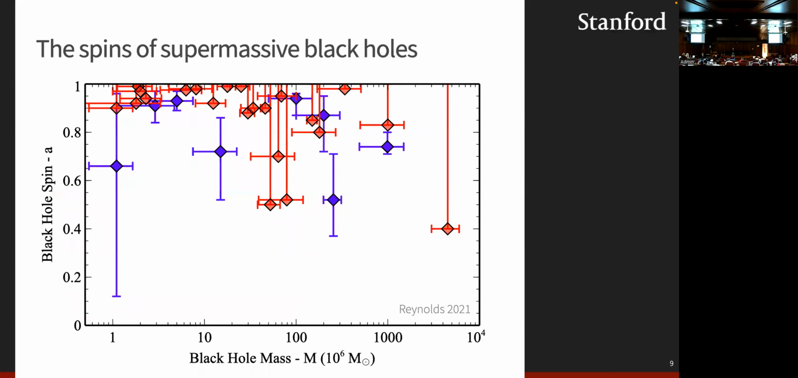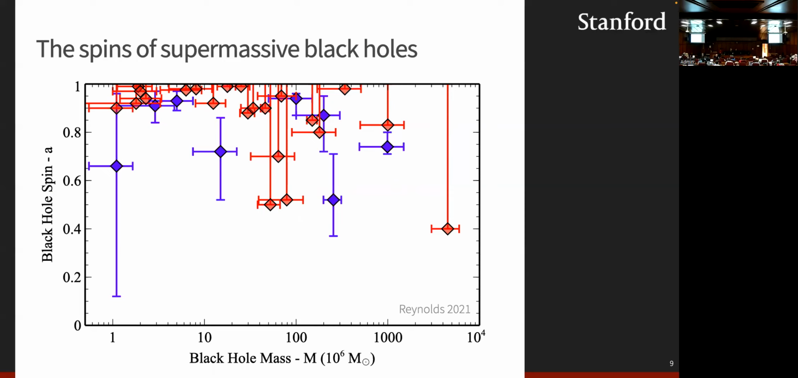And we can do this for a whole sample of black holes. So this is a plot that Chris Reynolds put together from a review paper back in 2021. And this is for a number of supermassive black holes in AGN. And I realize I'm about to lose power, so we'll try and get through this. We've got the black hole mass on the x-axis, and then for each of these black holes, we've measured the spin of the black hole.